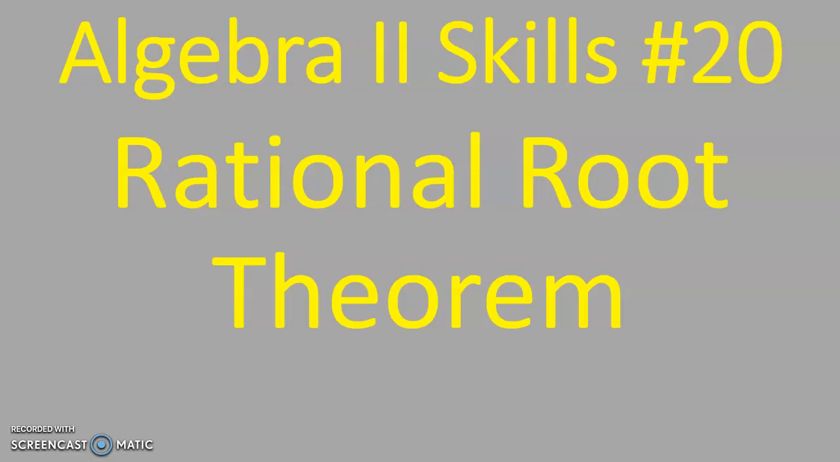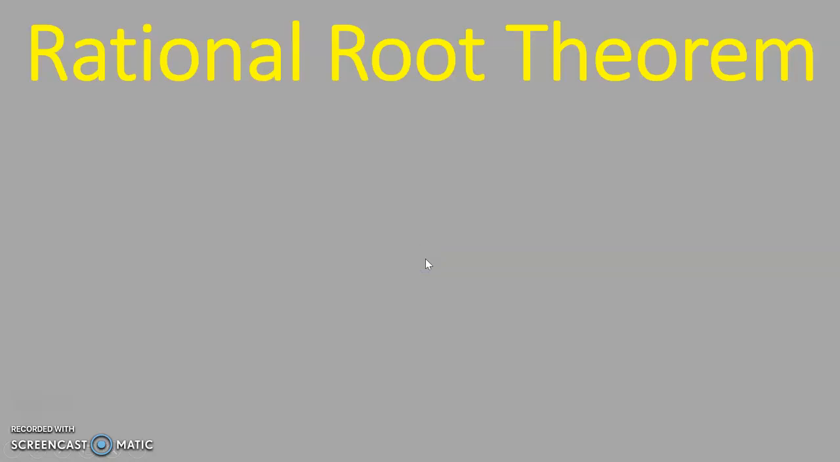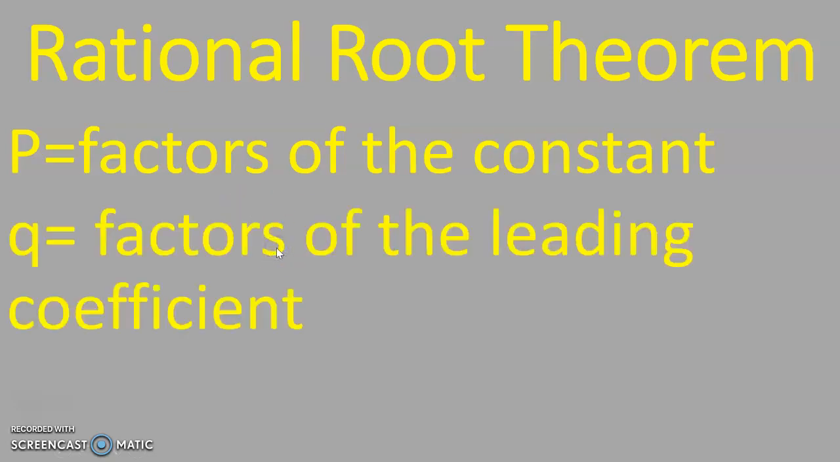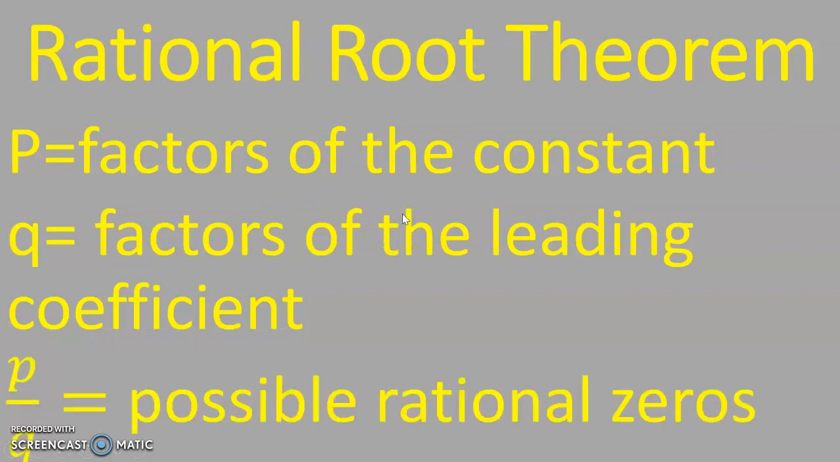Algebra 2 skills number 20, the rational root theorem. So let's see what the rational root theorem does for us. We're going to let P represent the factors of the constant of some polynomial function. Q we're going to let be the factors of the leading coefficient of that same polynomial function. Our possible rational zeros of that polynomial function are going to be found by P over Q. So we'll talk about what possible rational zeros are as we go along here.